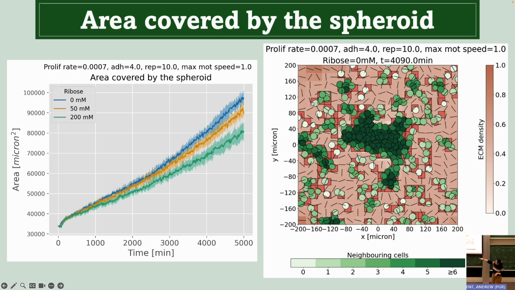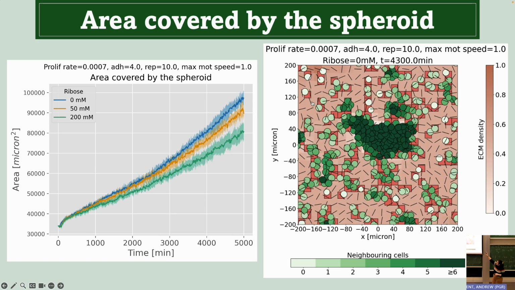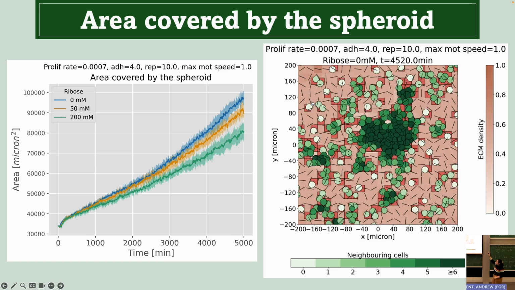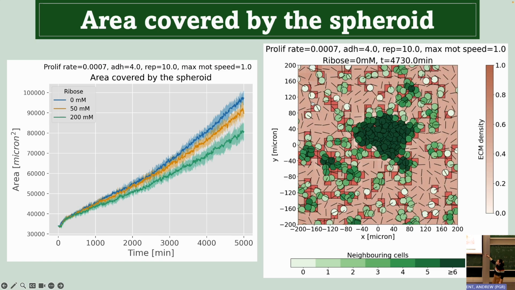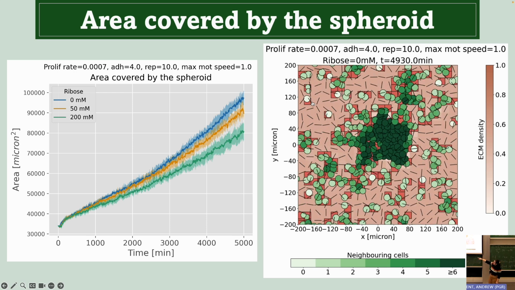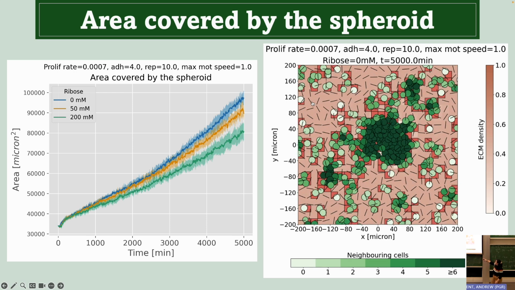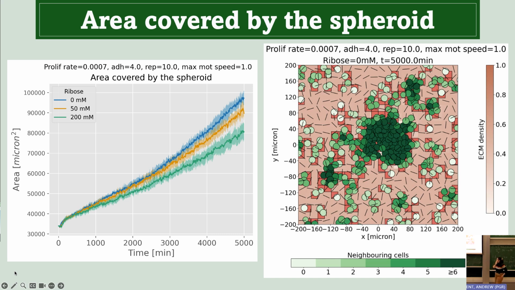And what we see on the left-hand side is the area covered by the spheroid over time. 5,000 minutes is the time of a simulation, and we can see that for ribose 0, the area covered by the spheroid over time is higher than for 50 and 200. And this is very good because it's actually what the experimentalists see as well. So that was very exciting.